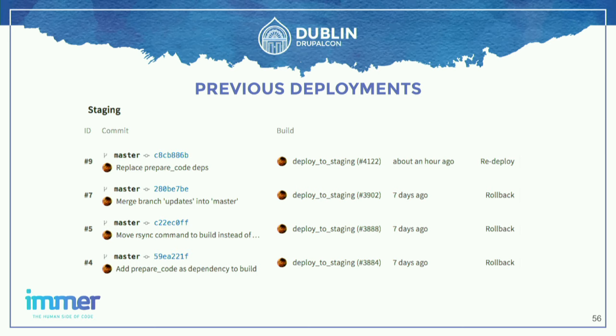So here you see that I've deployed an hour ago and then 7 days ago, and you can even do an easy rollback. So that story where I told you you have to manually SSH to your server and check out the tag, that's not even necessary. You can do it via the UI as well.